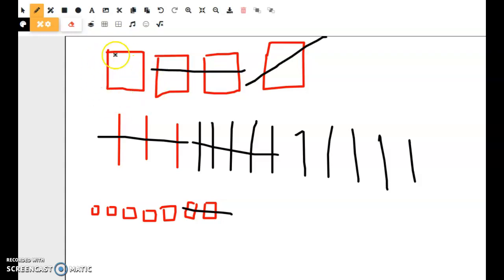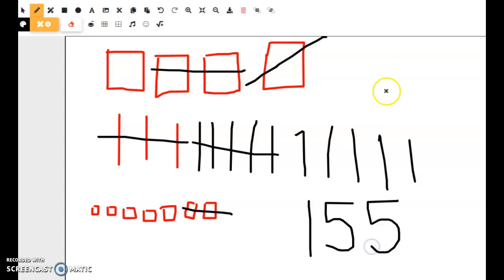So now if I'm looking at what I have left, I'm going to come down here and write my number. I have 100 left, so I'm going to put that in the hundreds place value. I have 5 tens left, and I have 5 ones left. So I'm showing that there is 155 more girls than boys in the soccer league.